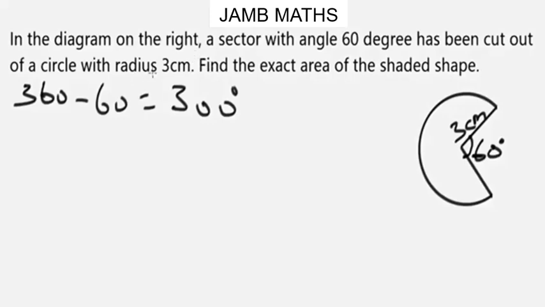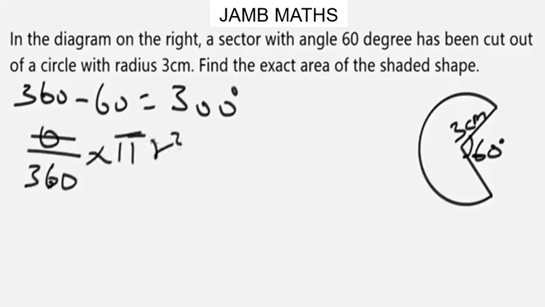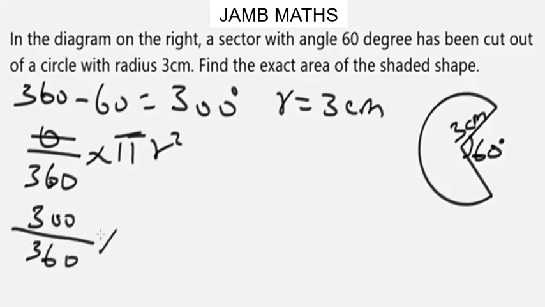Remember we are looking for the area of a sector, and the formula we're going to apply will be theta over 360 times pi r squared. So when you plug in, in this question we have the radius to be 3 cm. When you plug in the values in this formula, you're going to have the area of the sector to be, our theta is now 300 degrees, so it's going to be 300 over 360 times pi times our r, which is 3, times 3.